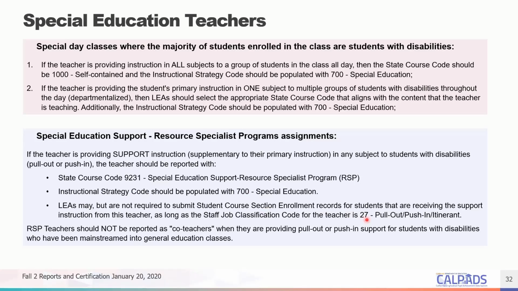You have to report them with the 27. That way you have the flexibility of not reporting those students in the class, meaning you don't have to report their SCSE records for the class that they're assigned to.